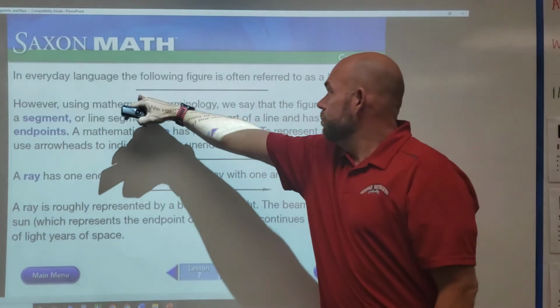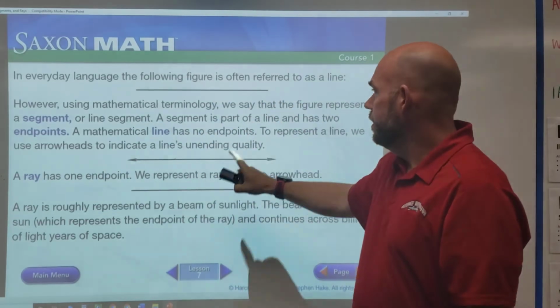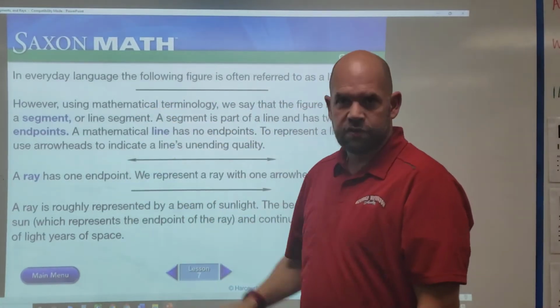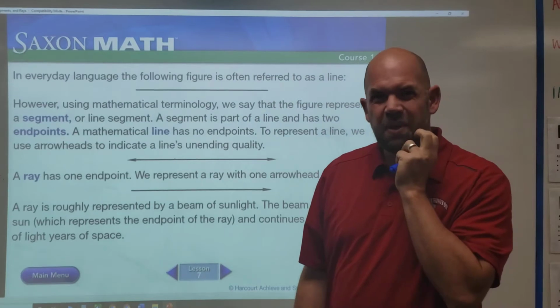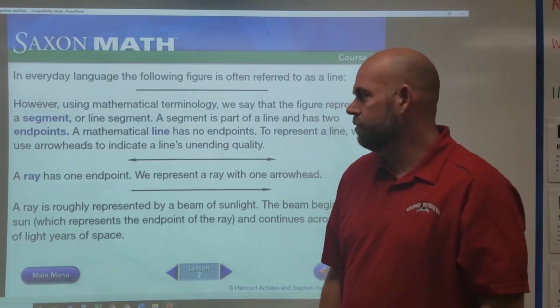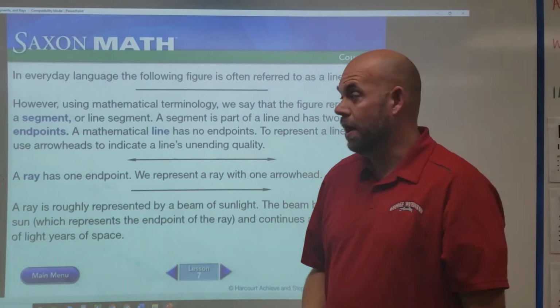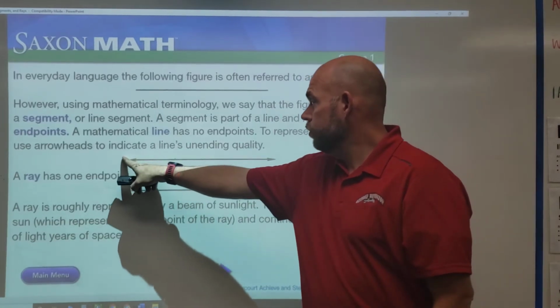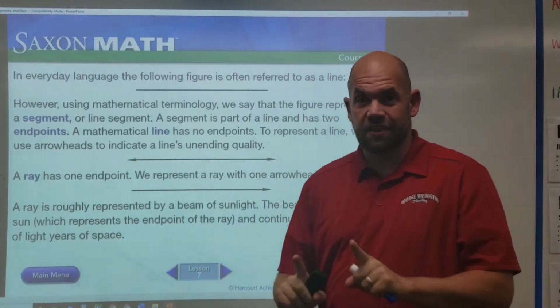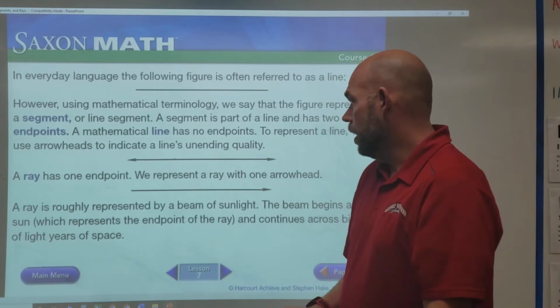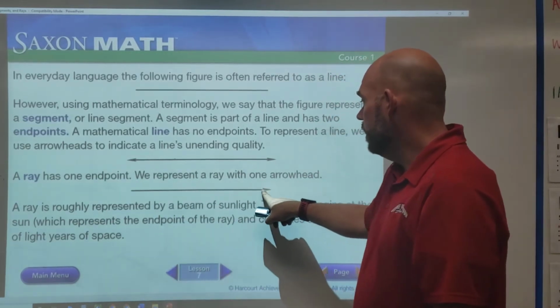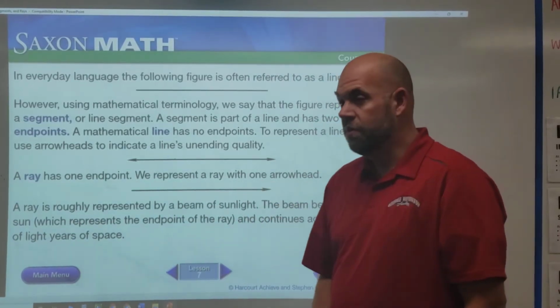So this would be a line. It doesn't show dots for endpoints, and so that's where we have to be really careful. We want to make it obvious what we're talking about when we're doing this in math class. So if we put two arrows on the end, we know that's a line that goes on forever. If there's just one arrow, then we know it's a ray.